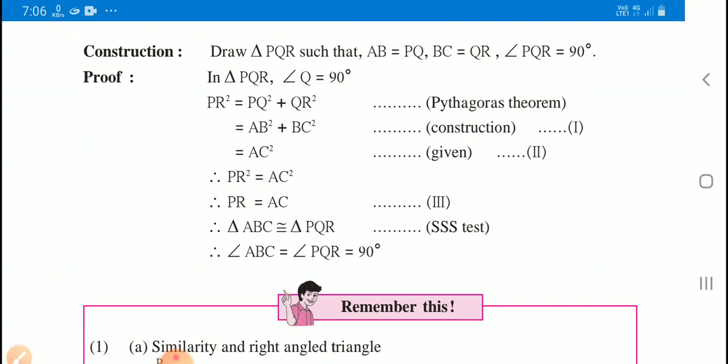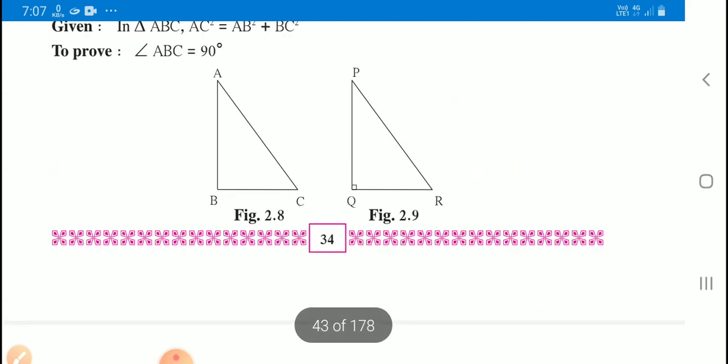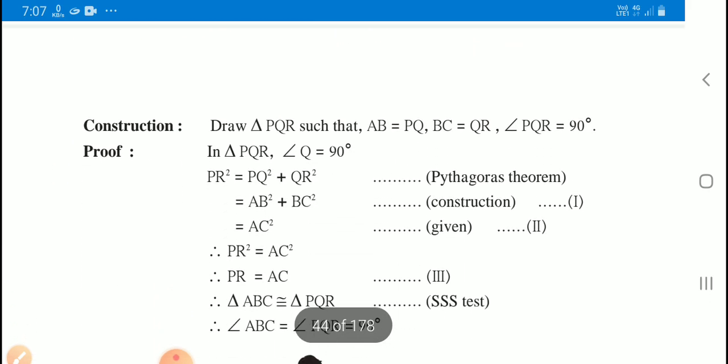Therefore by SSS test, these two triangles are congruent with each other. If they are congruent, then here we said that angle Q is 90 degree. So in the first triangle, angle B will also be 90 degree.